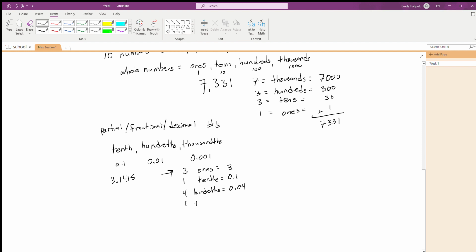I have 1 in my thousandths, so that's going to be 0.001, and I have 5 in my ten thousandths, which is 0.0005. Then when we add them together, we come back to that. So it makes it pretty easy. So when we're talking about it, we just need to make sure we're understanding what numbering system we're on, and how we want to express that number.